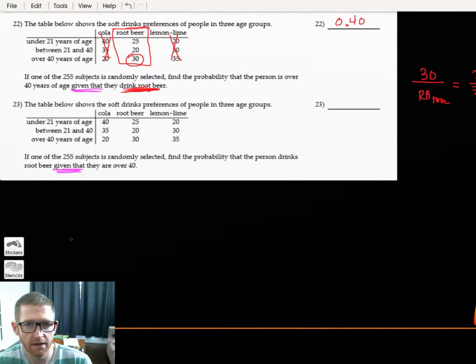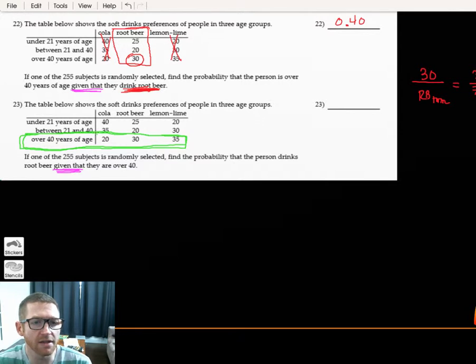So let's look at that problem from a different direction. Same table, same values. If one of the 255 subjects is randomly selected, find the probability that the person drinks root beer, given that they're over 40 years of age. So that tells you we're focusing on the old heads. Pardon my term. It's not even that old, over 40. I'm seriously right there.